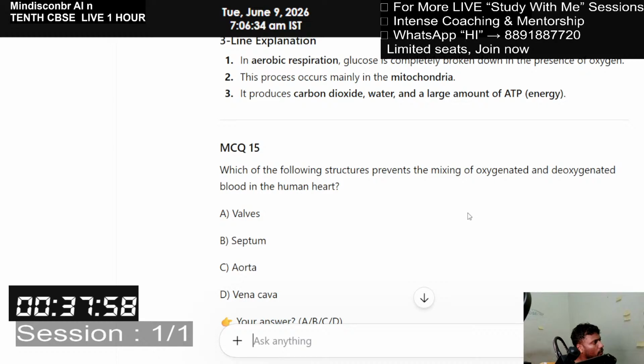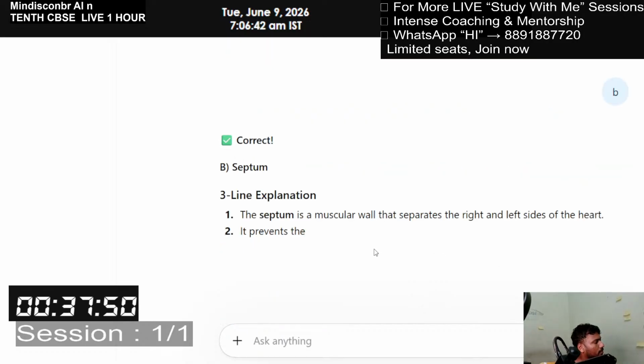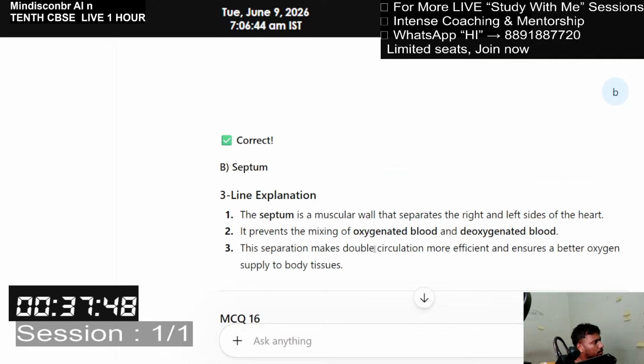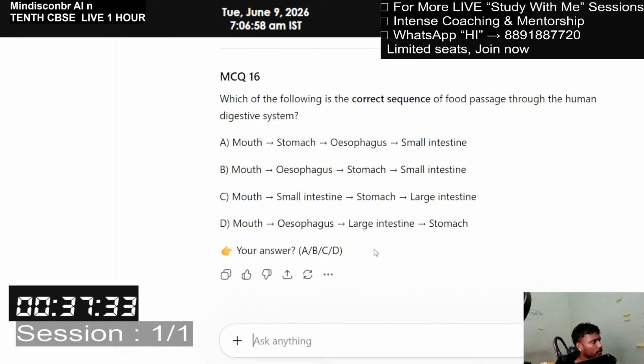Which of the following structures prevents the mixing of oxygenated and deoxygenated blood in the human heart? Septum. The septum is a muscular wall that separates the right and left sides of the heart. It prevents the mixing of oxygenated blood and deoxygenated blood. This separation makes double circulation more efficient and ensures a better oxygen supply to body tissues.